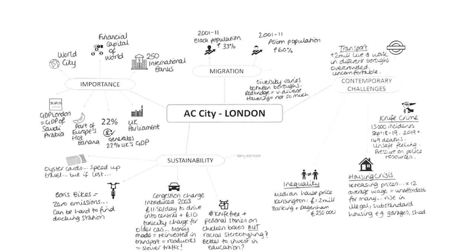You've also got the issue of housing. So house prices have increased massively. They're now 12 times the average wage, which is unaffordable for many people. As a result, there's been a rise in illegal substandard housing where people are renting out their garages, renting out their sheds to people. Then you've got inequality.